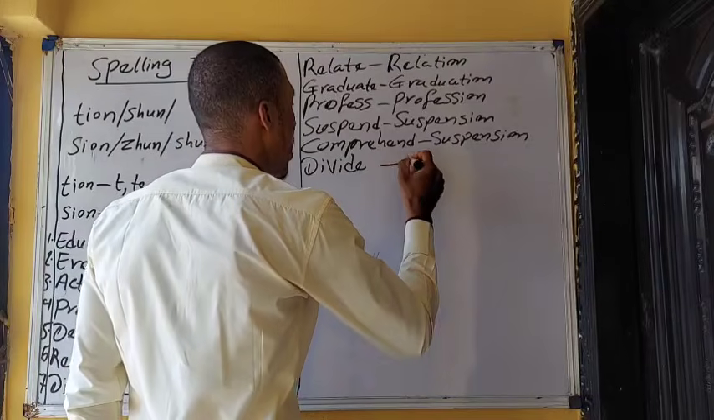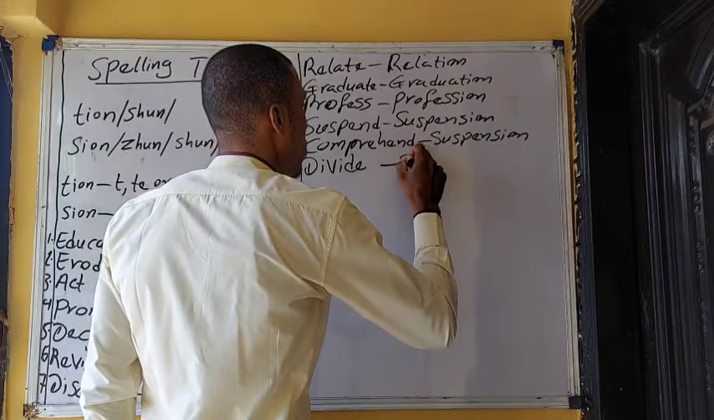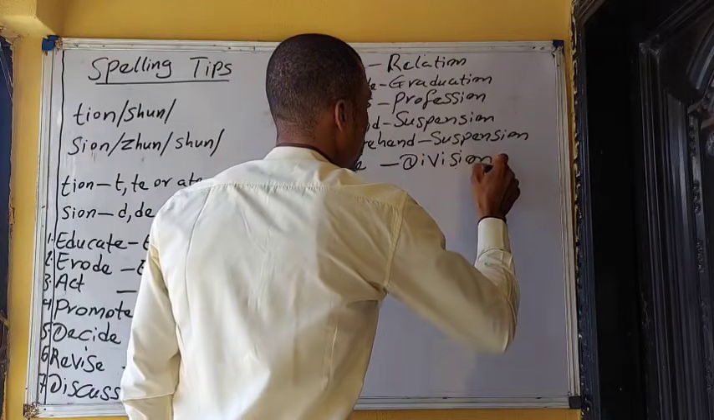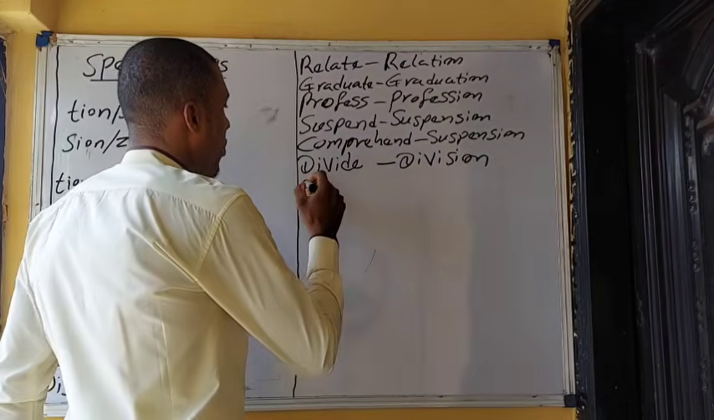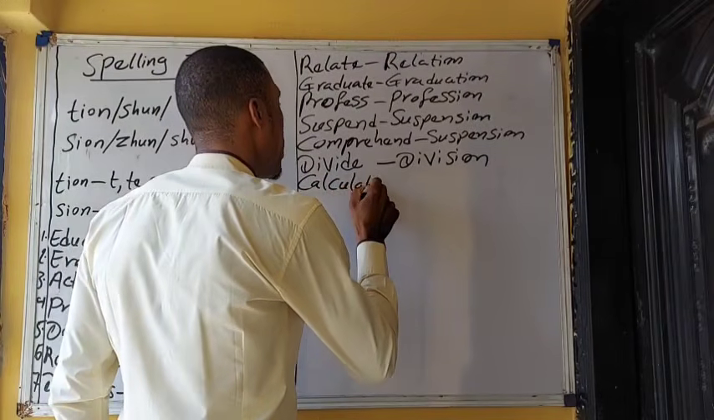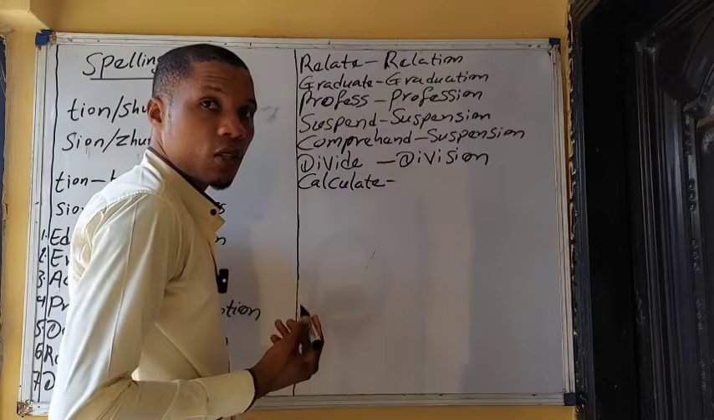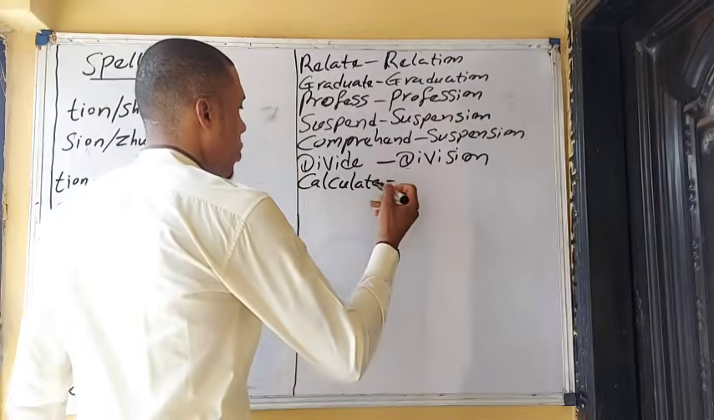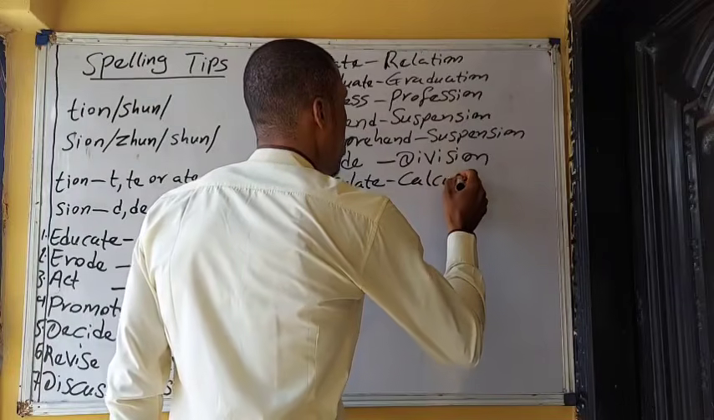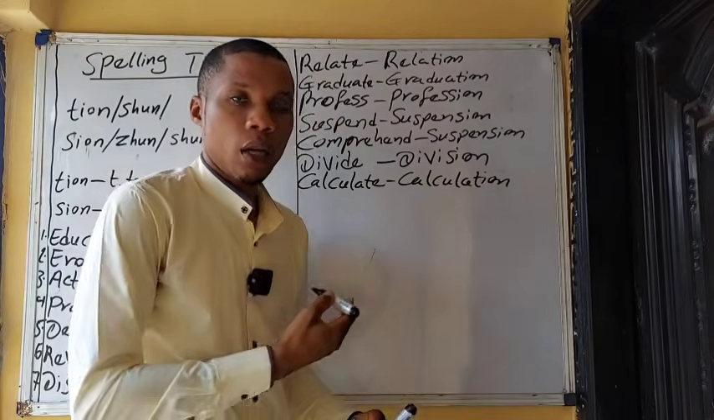So we are going to be having the S tion because it's ending with what? DE. So division. Also we have calculate. So looking at this now, which of the tion are we going to be using? The T tion, which is calculation. Is that clear? Calculation.